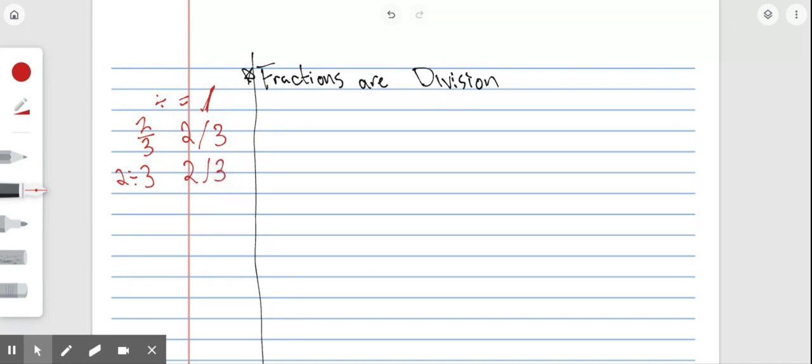So the fraction represents division. When you have fractions, they're basically division. So if you have division where you get a remainder, you can also write a fraction. So I'm going to write that division with remainders can become a fraction.